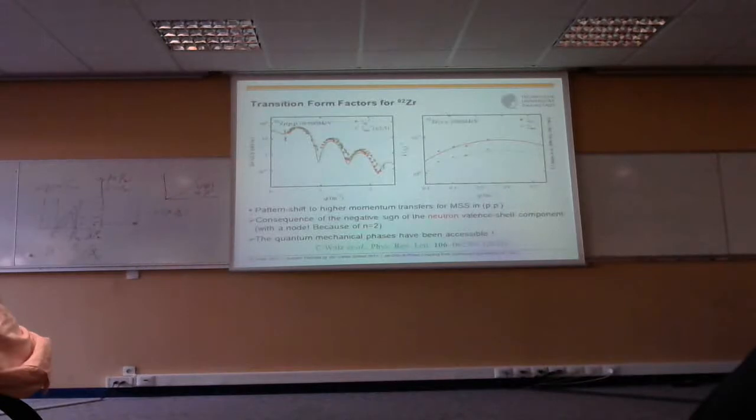So this pattern is experimentally observed, also systematically, in molybdenum-94 and zirconium-92. You see a systematic decrease of the transition radii for the mixed symmetry state for these cases where the neutron valence shell component has a larger radius because it has a node. And that means in these cases, the quantum mechanical phases have been accessible.